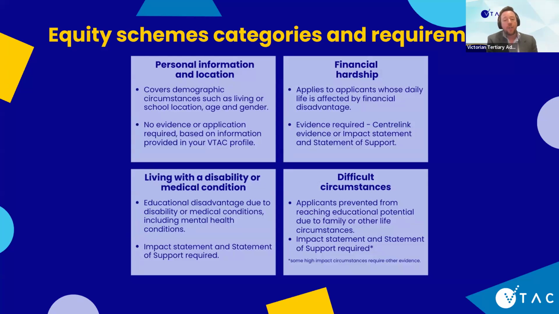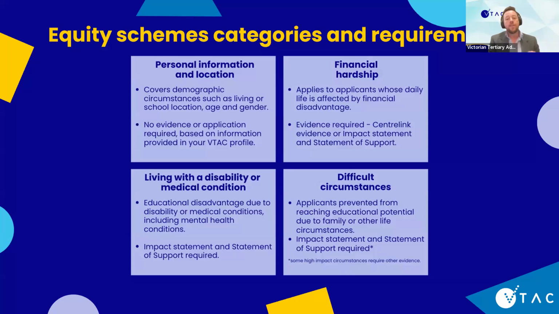Next, we have financial hardship. Most applicants under this area apply with Centrelink documents, either their own or their parents'. However, if there has been financial hardship, but no government benefits, you can apply with written statements. So an impact statement and a statement of support.